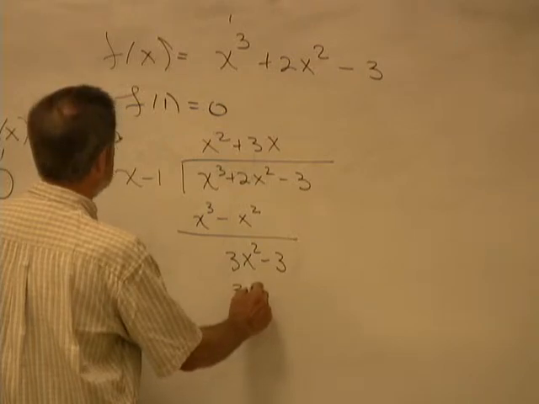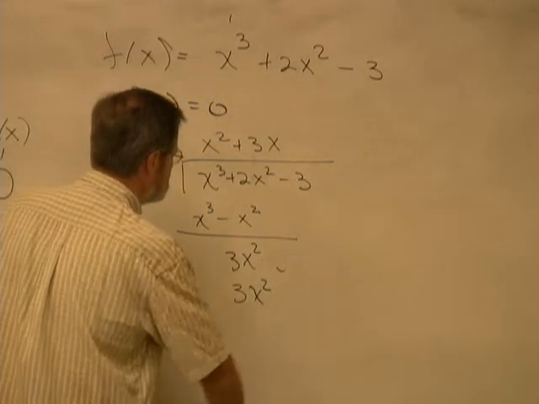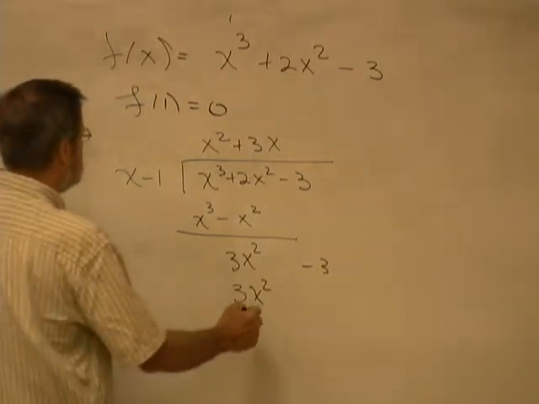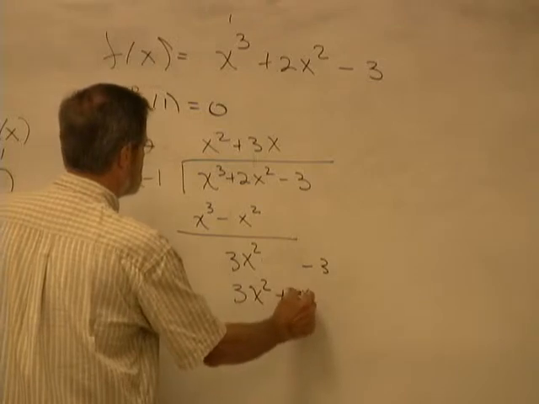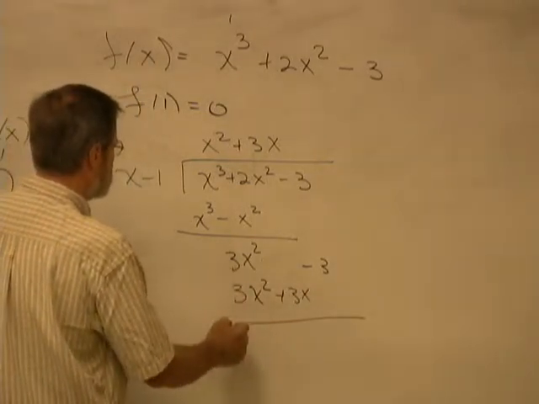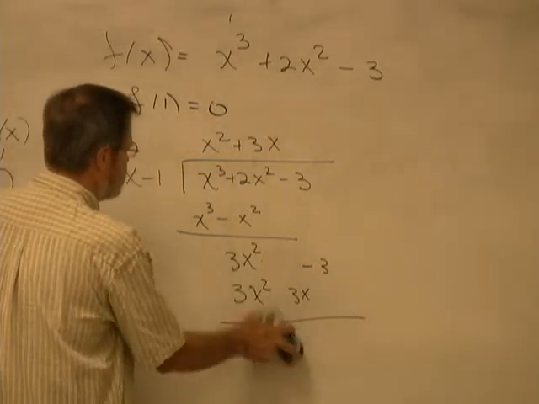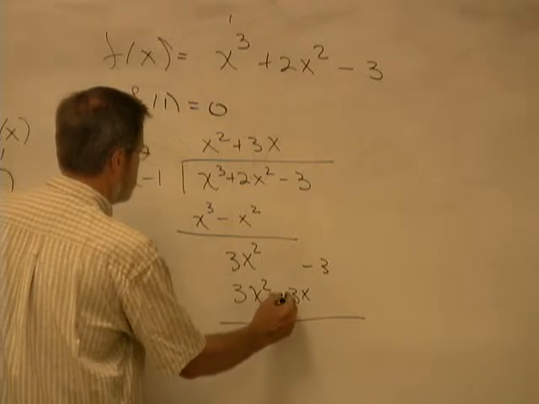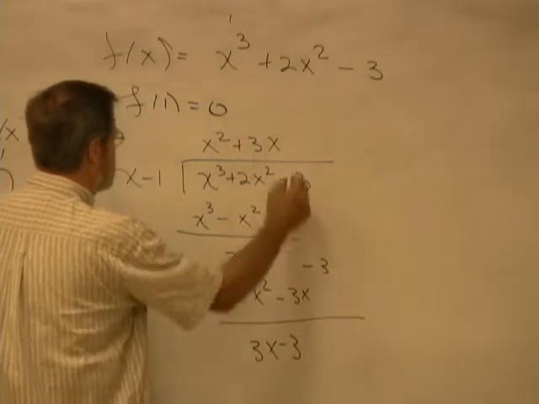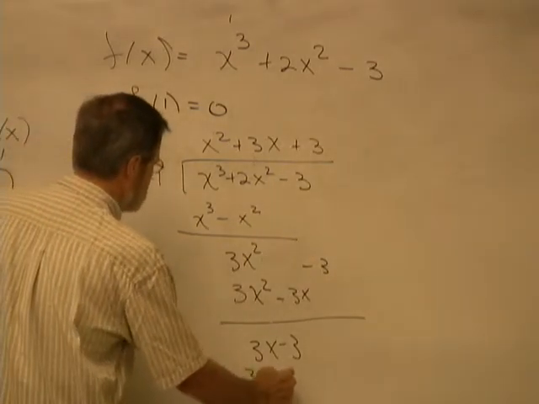I'm not done yet. So 3x squared. Let me stretch this out a little bit. Bringing it down there is fine, but I don't need to. And this is plus 3x. And subtract minus 3x. Change the sign and you get 3x minus 3. And then it's plus 3. Plus 3 gives us 3x minus 3.